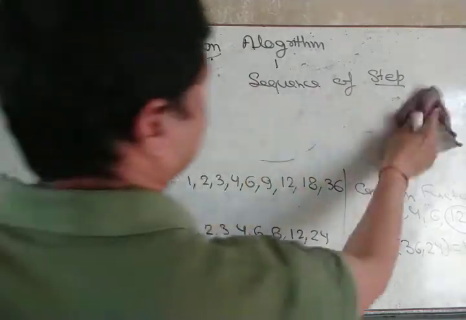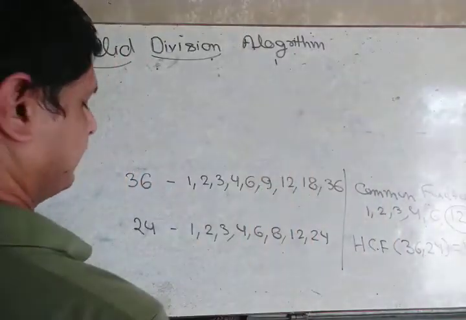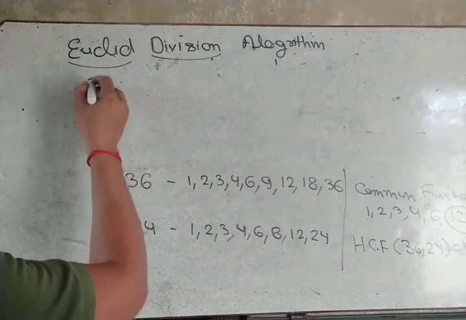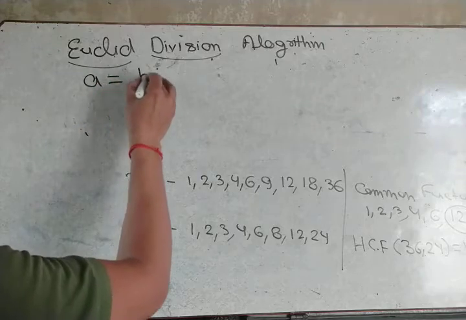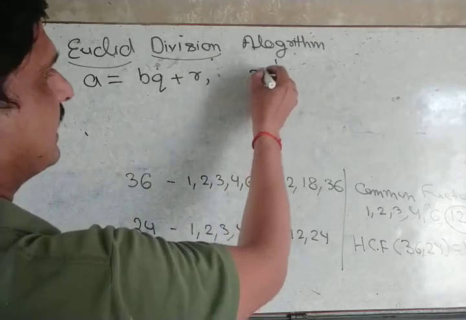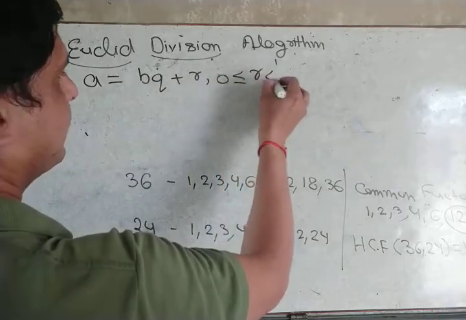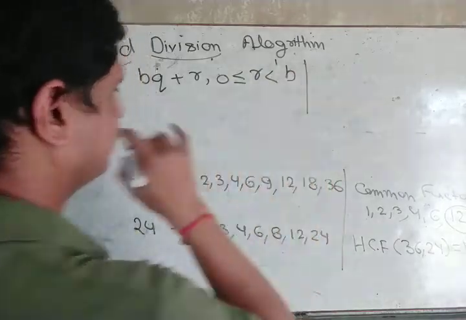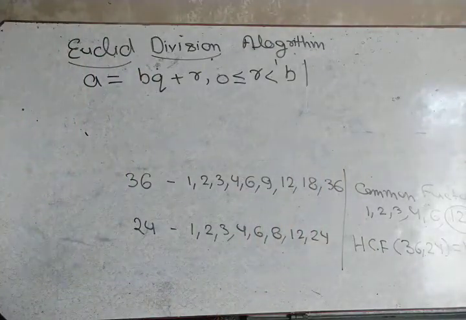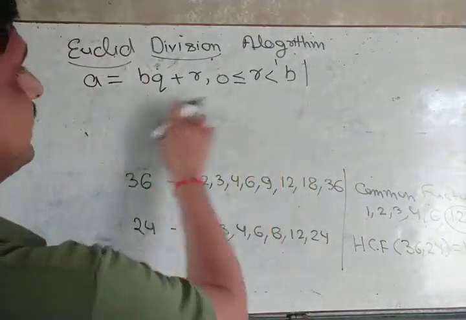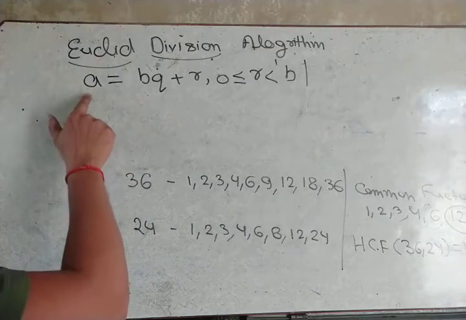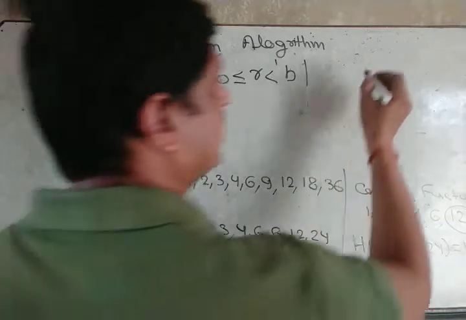So how can we know? We know that for two numbers A and B, there exist Q and R, and R is this and this. We know this very carefully. So from where does this equation come? This equation comes when we divide a bigger number by a smaller number. So let us divide.